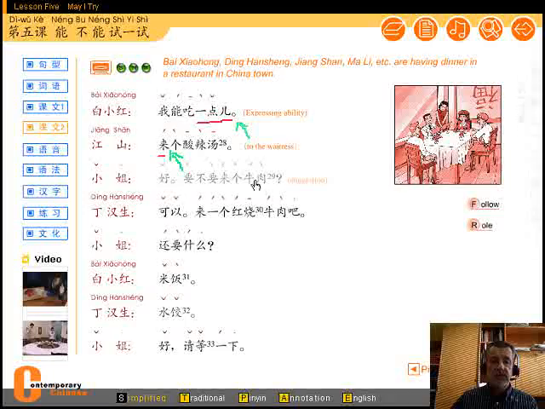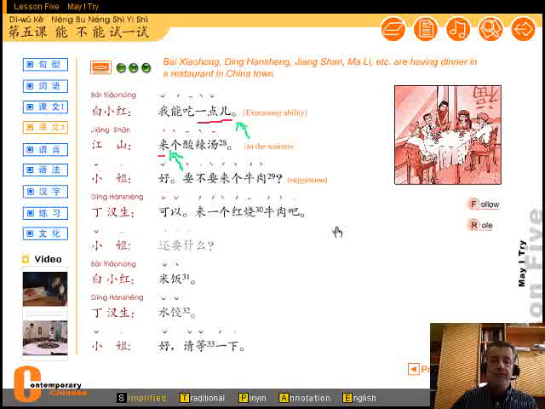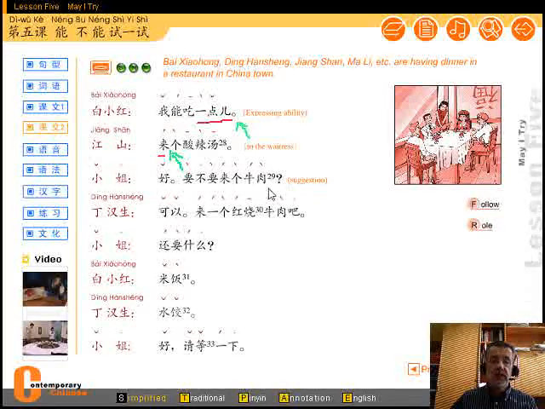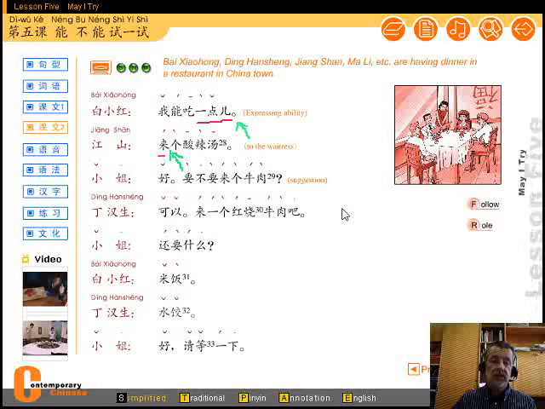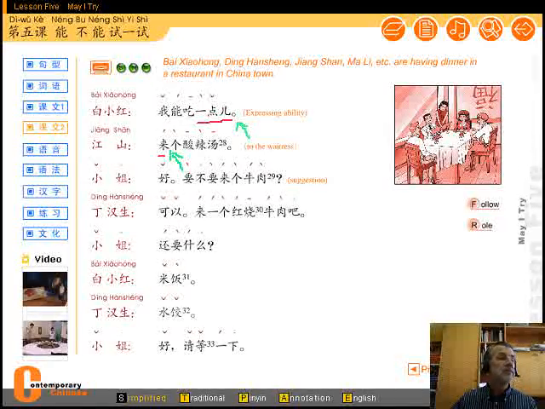Okay, let's hear what the waitress has to say. 好，要不要来个牛肉? So that's pretty straightforward. The other way you could do it is using 吗. I guess you guys could figure it out. 要来个牛肉吗? So yeah, I think you guys are pretty up to speed with the alternative question forms there. 要不要? Okay, let's keep going.